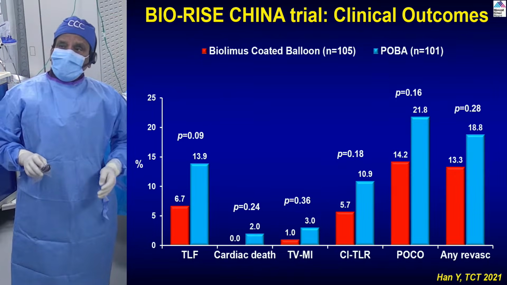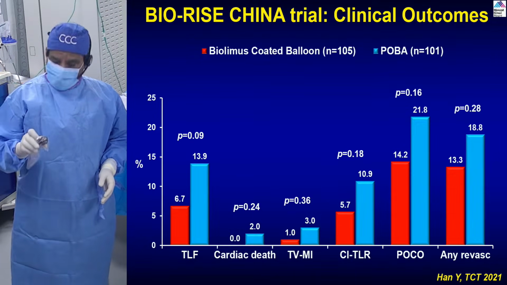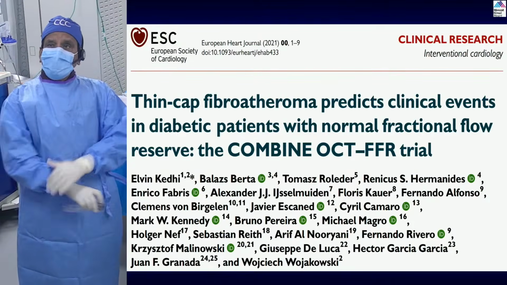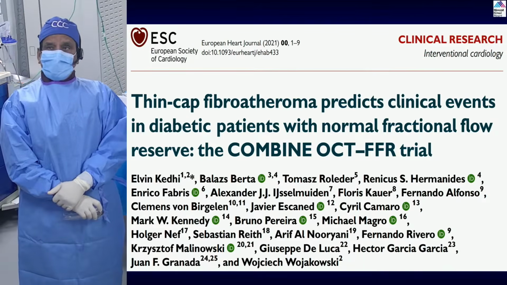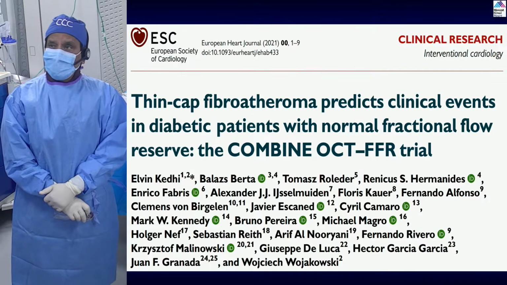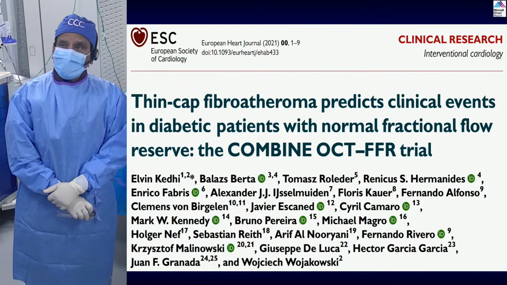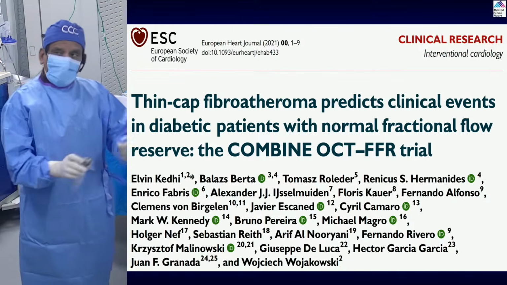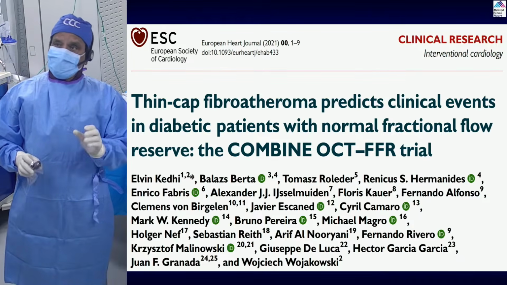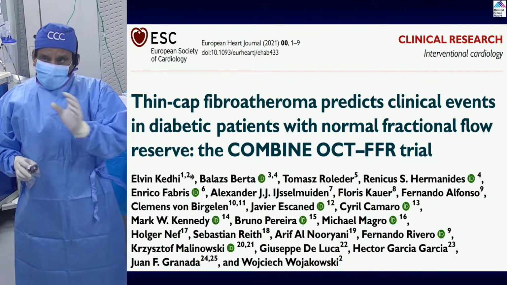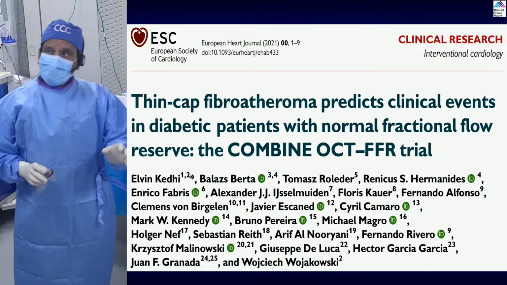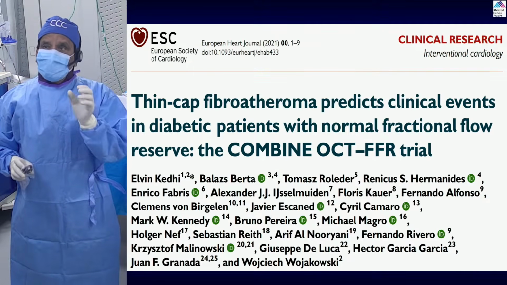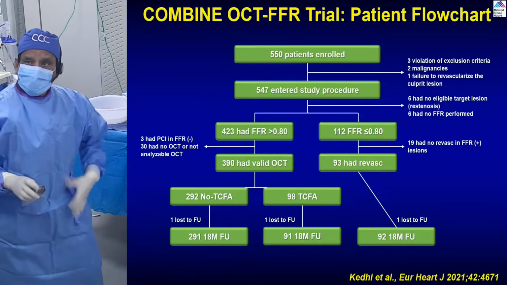So now we go to the third trial from the publication's point of view. That is the combined OCT-FFR trial: thin-cap fibroatheroma predicts clinical events in diabetic patients with normal fractional flow reserve. We know that people with a normal FFR have events. So this was the OCT study with a follow-up, in patients who had normal FFR, meaning FFR more than 0.8. But is there any parameter on the OCT that can predict the subsequent clinical event?